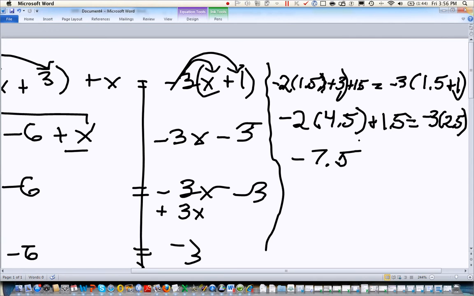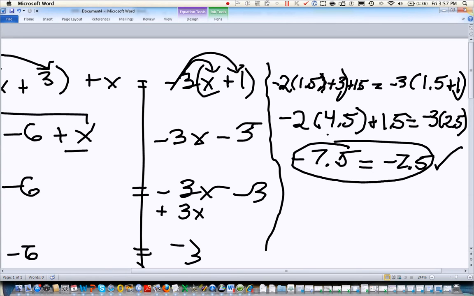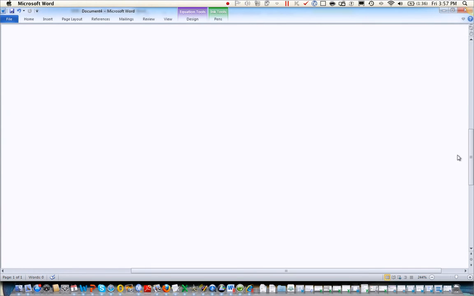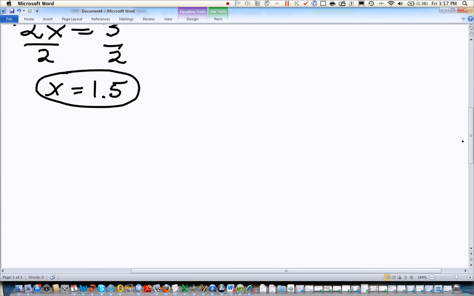Negative 3 times 2.5 is also negative 7.5, and that's good. That's exactly what we want to happen. We want to get the same thing on the left and right of the equal sign. That means our equation checks, or our solution is valid. So x equals 1.5 is a very nice valid solution for this equation.